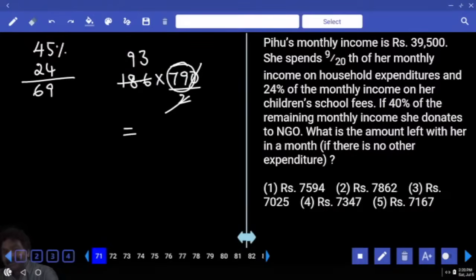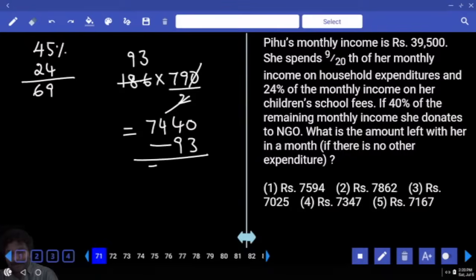Let me take this number 79 as 80 minus 1 time. Is that okay? 80 has 0, I'll write 0. 8 3s are 24, 2 carry, 8 9s are 72 plus 2, 74. From this, if you subtract 93, answer will be in 7,300. We are done. Fourth option.